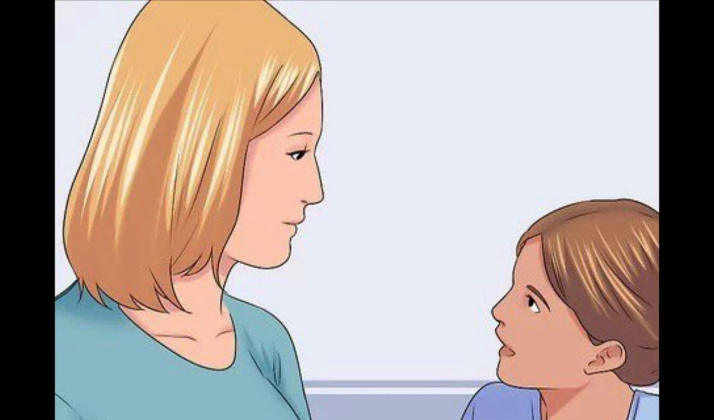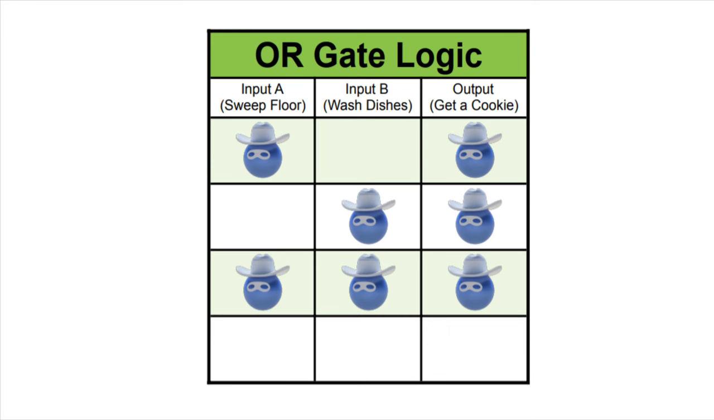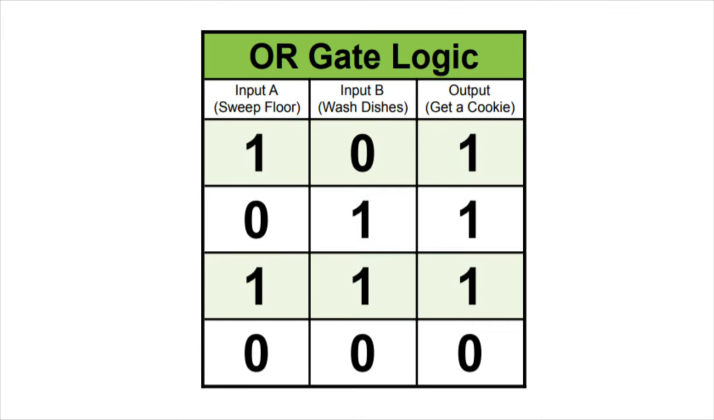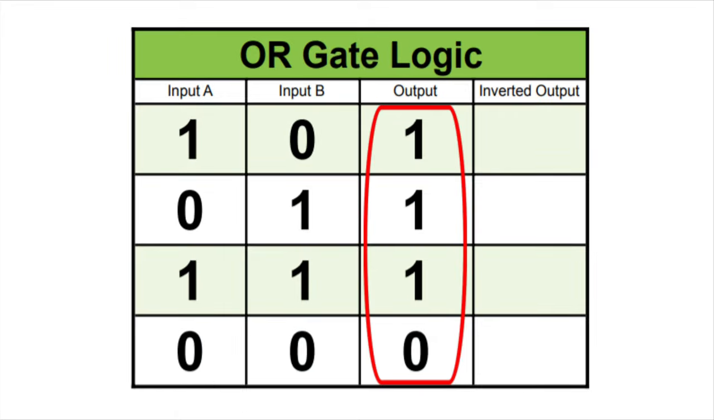We imagined our mom had said we can have a cookie if we swept the floor or washed the dishes. That meant we could have a cookie if we swept the floor or washed the dishes or both. But we wouldn't get a cookie if we did neither chore. So the four rows of the OR gate's logic table are 101, 011, 111, and 000. Now I want you to focus on the output column with the four outputs of 1, 1, 1, and 0.